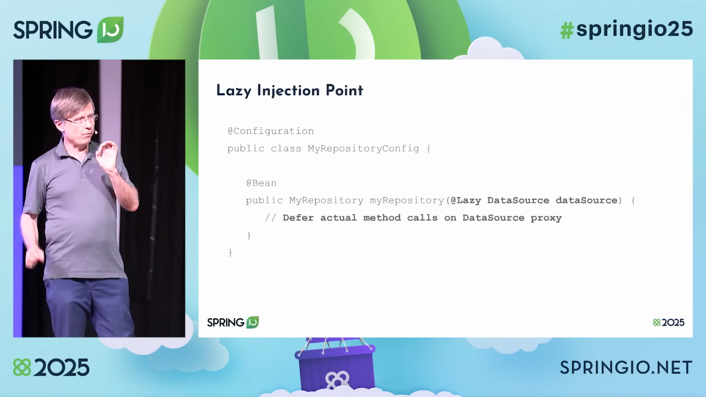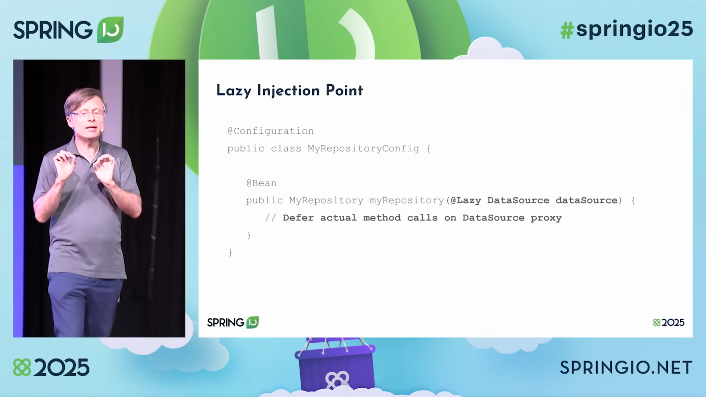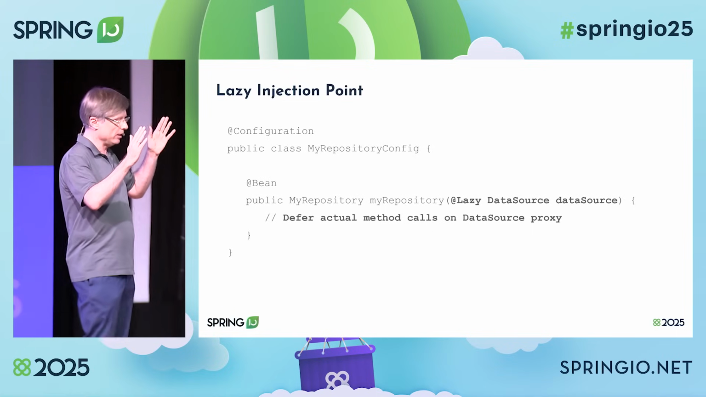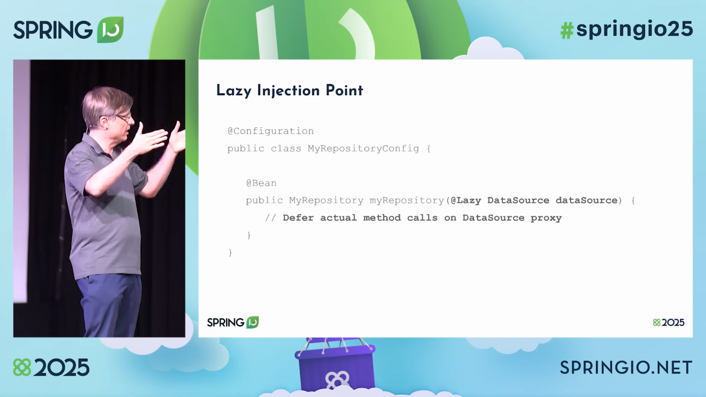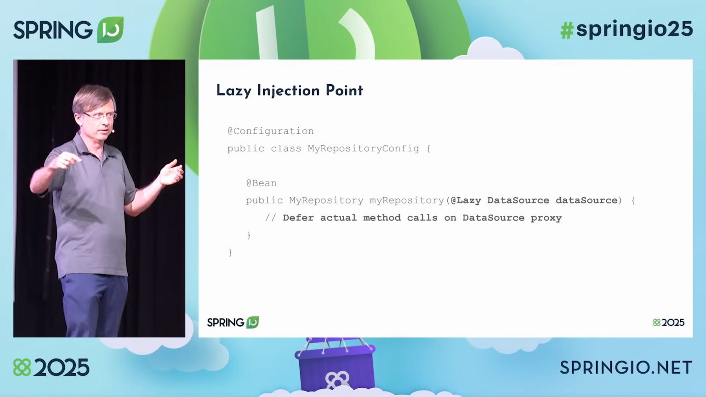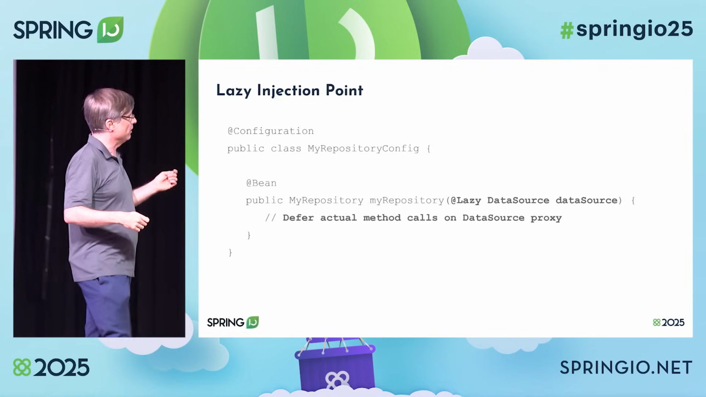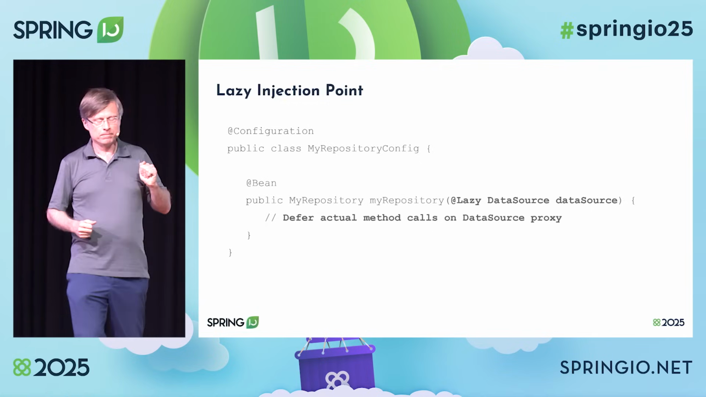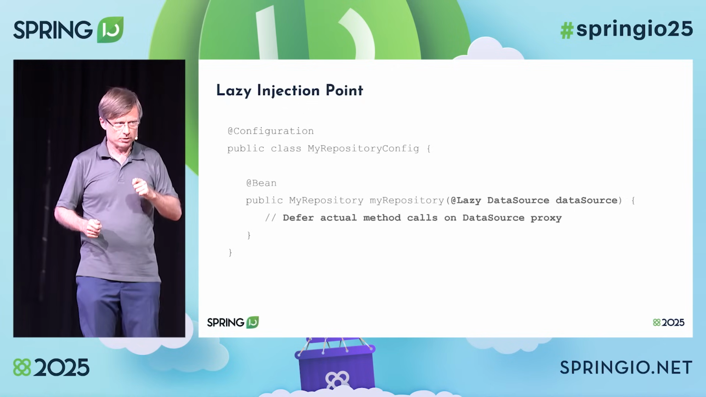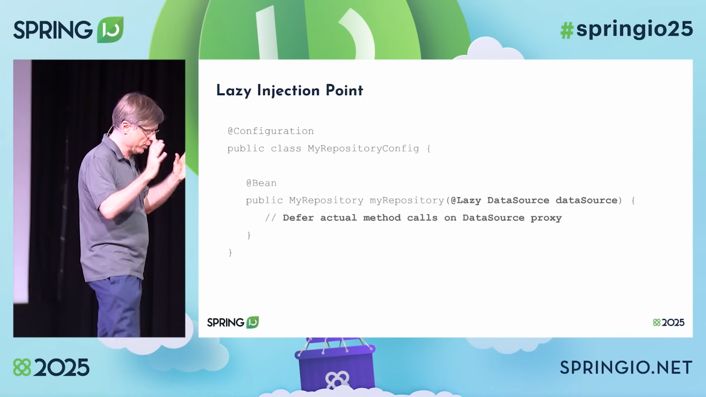@Lazy for an injection point is for a particular argument, right? Remember, the injection point is actually the argument, the method parameter, a single parameter. If there's more than one parameter, each is independent. So if you inject two data sources here, a data source 1 and a data source 2, you could have one of them lazy and the other not, right? So every injection point is independent.